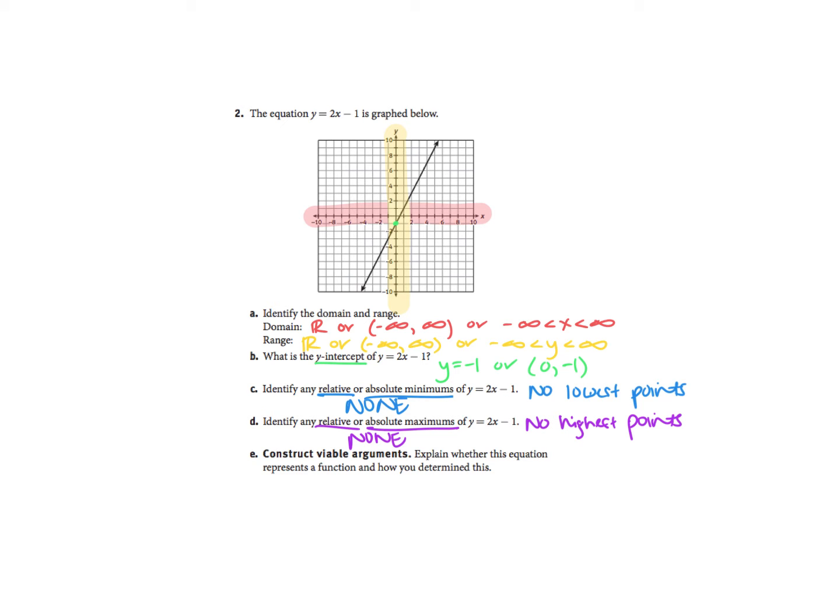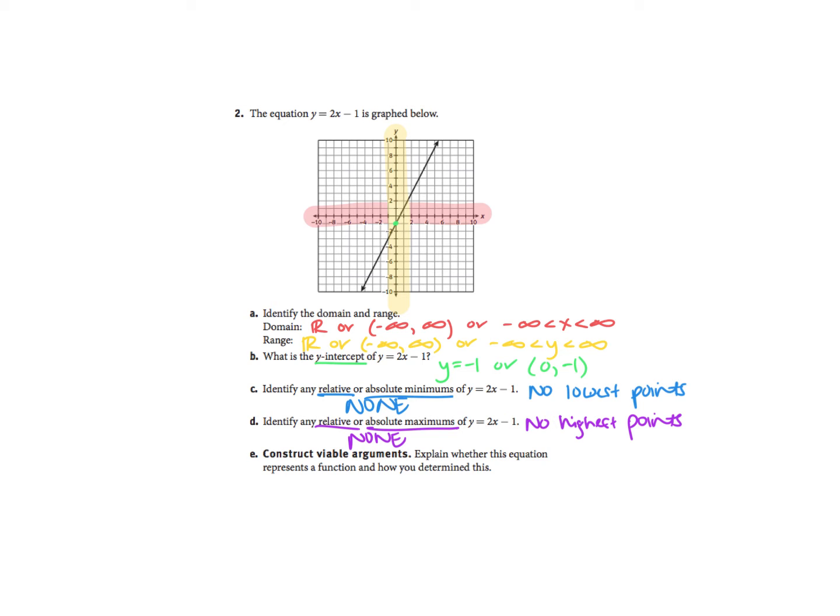Ironically, the same thing goes for any relative or absolute maximums. There's no highest points, so there are no relative maximums or absolute maximums. Again, the reason for this is because there's arrows on the end, so it keeps going from negative infinity to positive infinity for both the domain and the range.